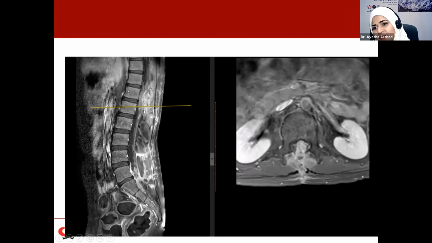Neurologically, the patient improved miraculously. And the last time I saw him, he was voiding normally, passing urine and stool normally. He is ambulating now with support. So that's one of the good things that came out.